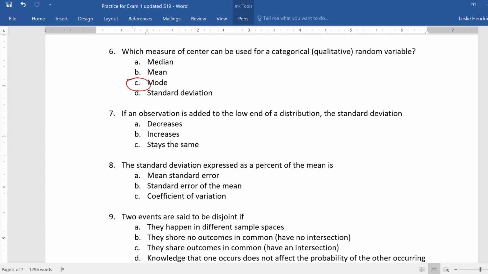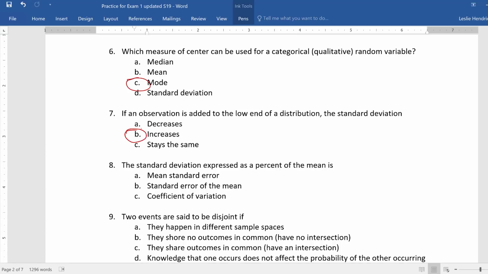All right, if an observation is added to the low end of a distribution, so let's picture an outlier that's much lower than the rest of the data, the standard deviation does what? Well, the mean would go in the direction of that outlier, so the mean would decrease, but the standard deviation is a measure of variability. It doesn't care which direction your extreme observations are in. It only cares that you have more variability. It only cares that you have an observation that's really far from the mean. So the standard deviation, when there's more variability, always increases.